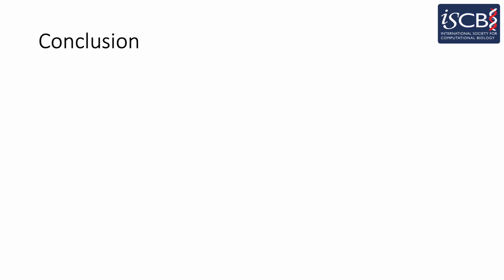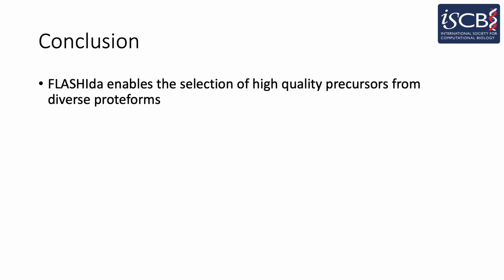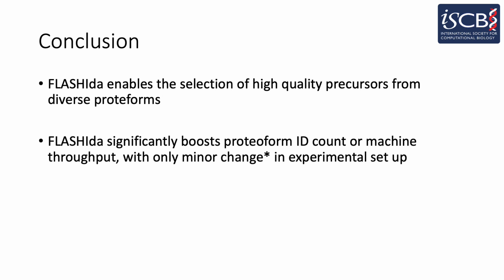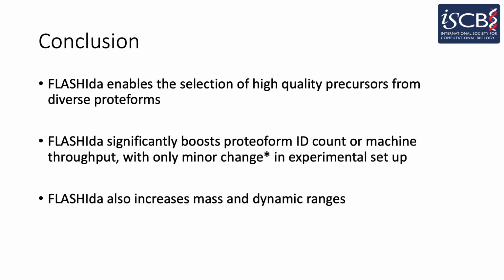In summary, FLASHIda enables the selection of high quality precursors from diverse proteoforms, and it significantly boosts performance without a major change in experimental setup. The change needed would be to request a Thermo IAPI license from Thermo and update the machine software. FLASHIda increases mass and dynamic ranges.